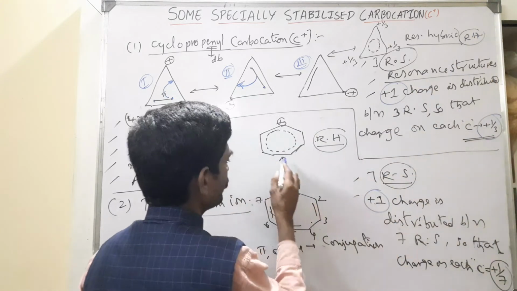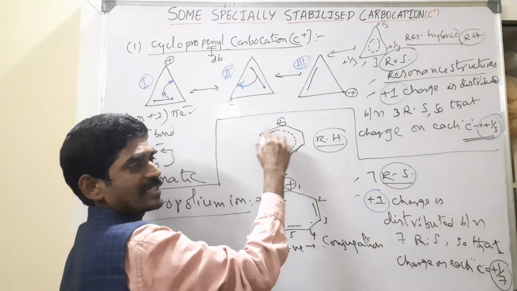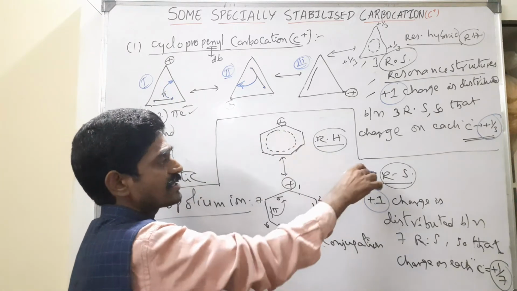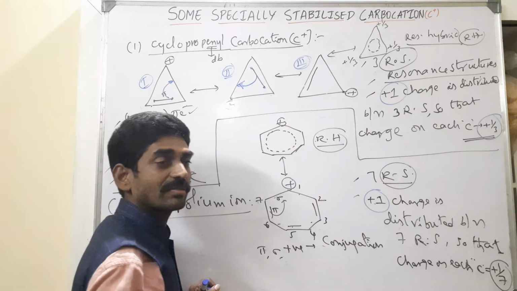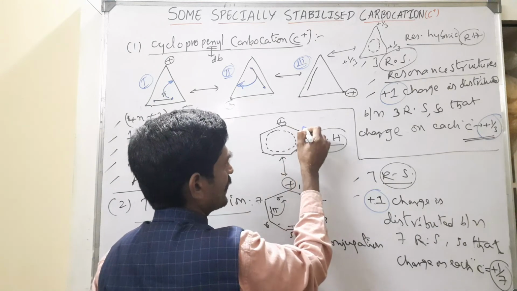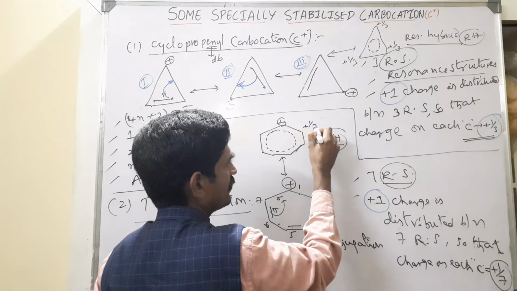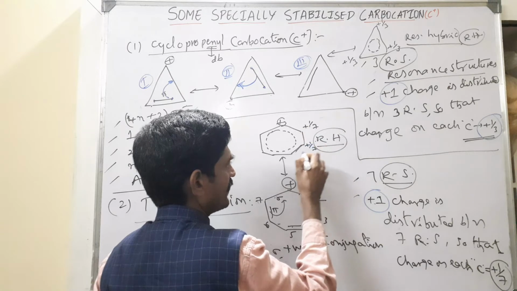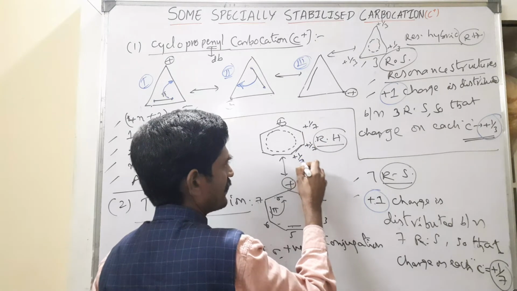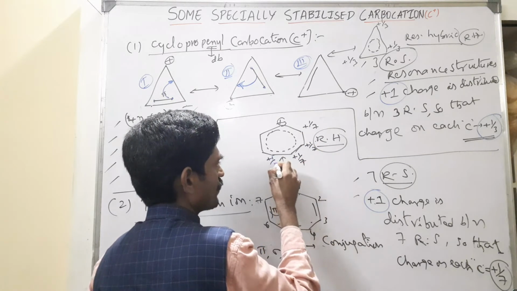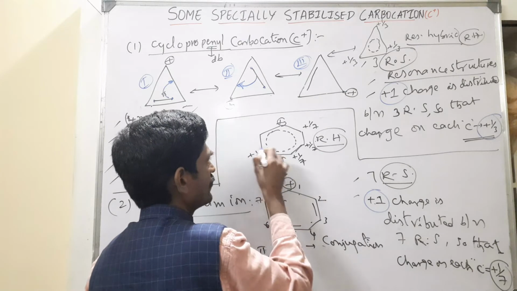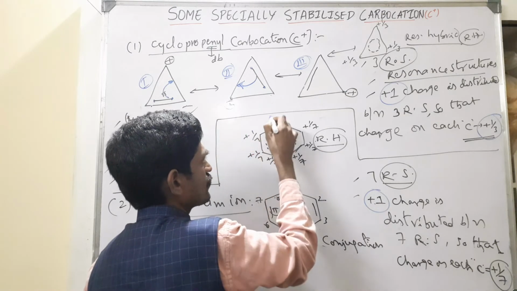Okay, so here the positive charge is delocalized along the length of the carbon chain. There are 7 resonance structures, so each carbon gets plus 1 by 7. This is also plus 1 by 7. This is also plus 1 by 7. And this is also plus 1 by 7. Each carbon gets plus 1 by 7.